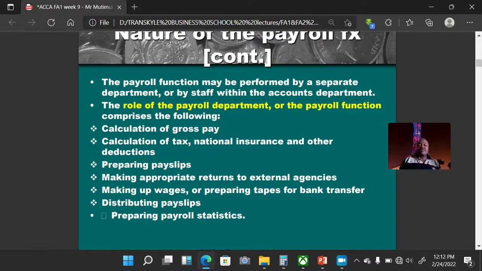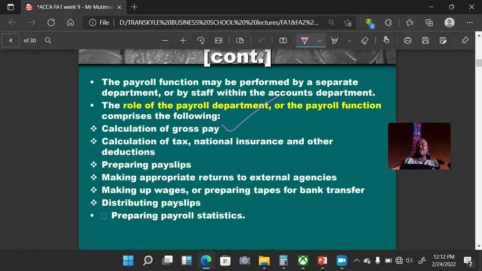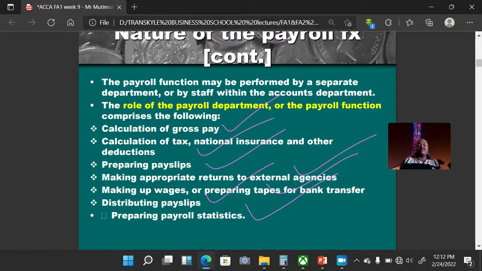What are the roles of the payroll function? The role of the payroll department or function comprises the following: calculation of gross pay, calculation of tax, national insurance, and other deductions, preparing pay slips, making appropriate returns to external agencies, making up wages or preparing tapes for bank transfer, and distributing pay slips, as well as preparing payroll statistics. Those are the functions for this department.